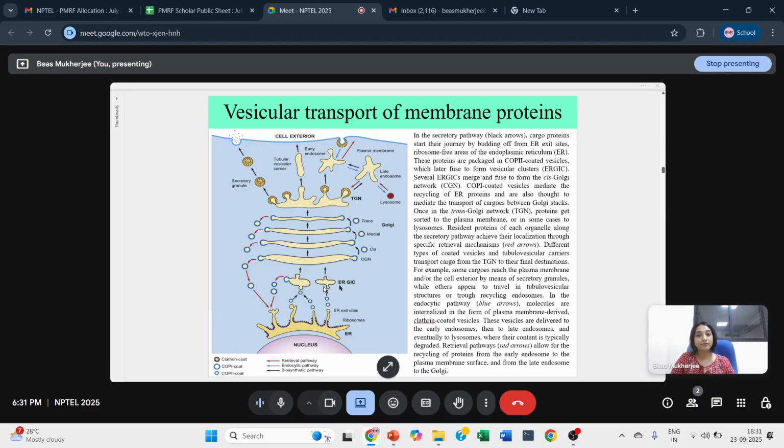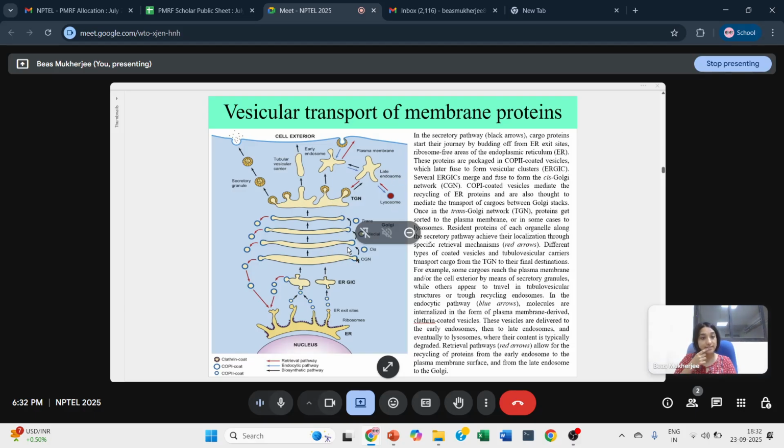In the secretory pathway, shown by the black arrows, cargo proteins start their journey by budding off the ER exit sites, that is, the ribosome-free areas of the endoplasmic reticulum. These proteins are packaged into COPII coated vesicles, which later fuse with the vesicular cluster, that is, the endoplasmic reticulum Golgi intermediate cluster. Several ER-GICs merge and fuse to form the cis Golgi network.